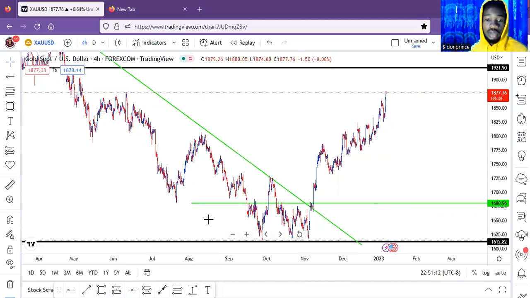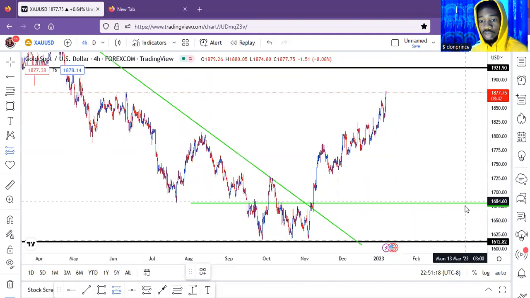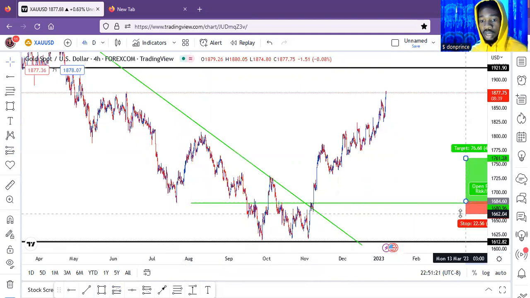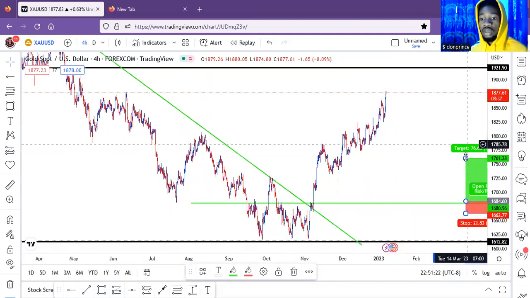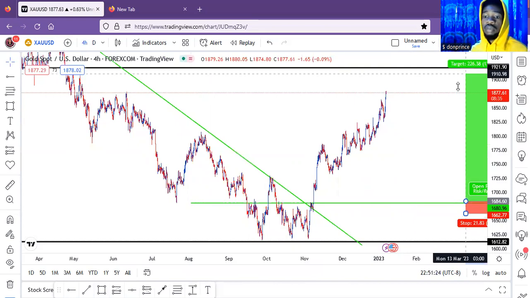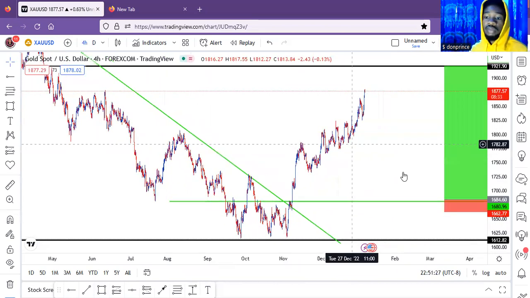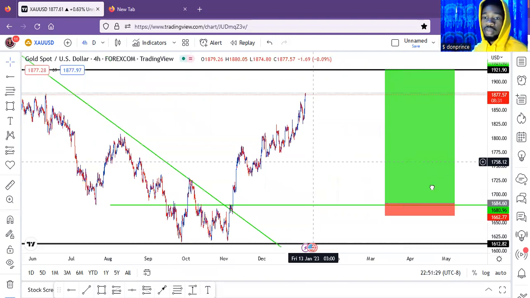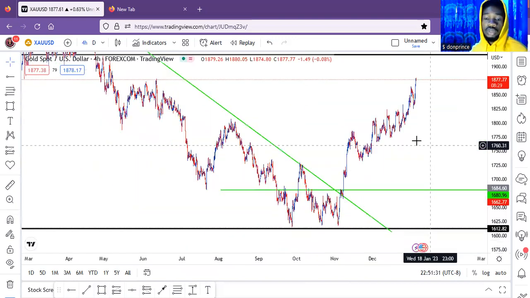So anytime price comes up to that level, you're going to be taking our buy position somewhere around here. Then our take profit around this level is a massive risk to reward ratio, 10 risk to reward ratio.